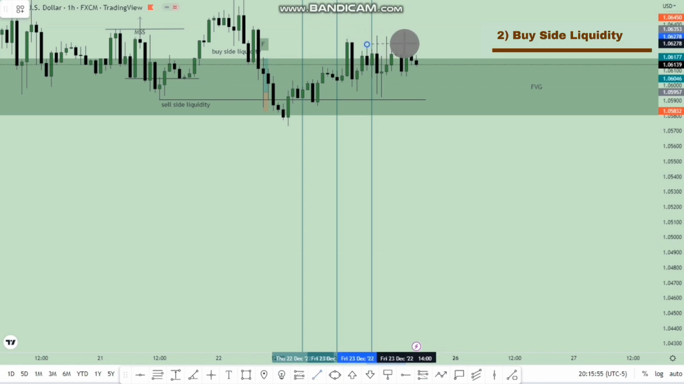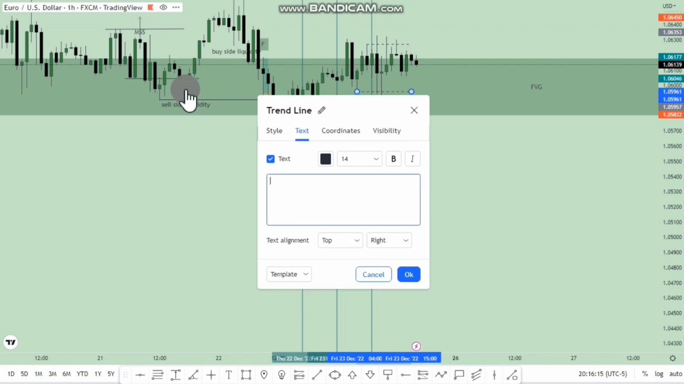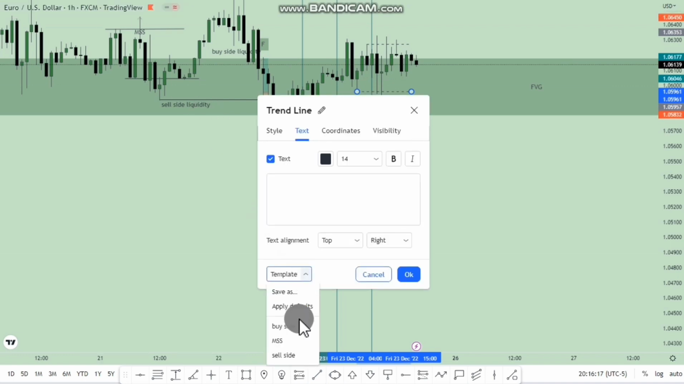Here I'm going to measure my liquidities that will be taken out, my buy side liquidity and my sell side liquidity normally. And you see, price recently took out a buy side liquidity, which means price will be reaching for the sell side liquidity. So I had to measure these two before I go to the lower time frames.